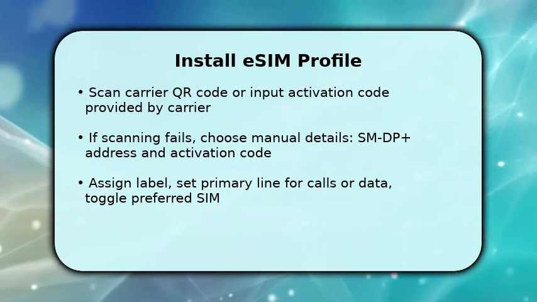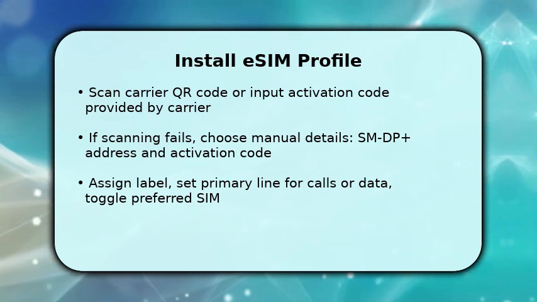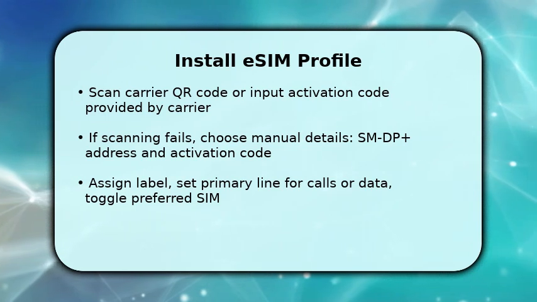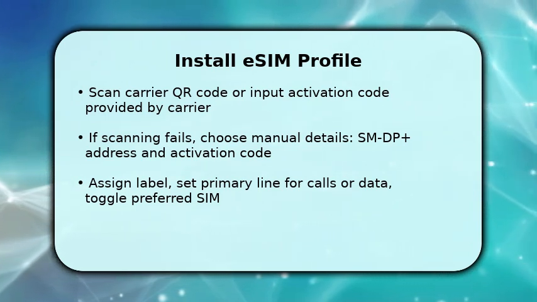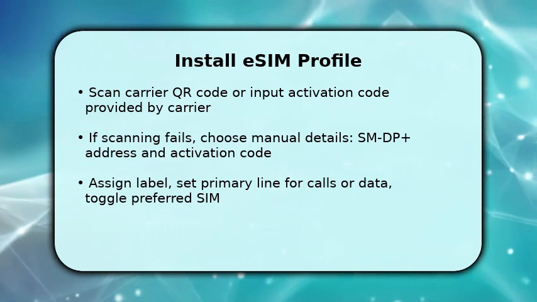This kicks off secure profile download. Once the phone finds the profile, tap Download and wait. Do not exit settings to prevent interruption. If scanning fails, choose Add using activation code and enter the SM-DP+ address and code exactly as given.